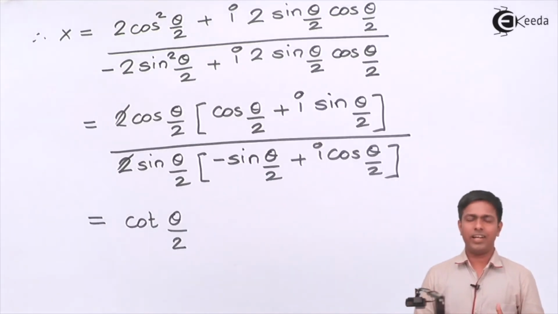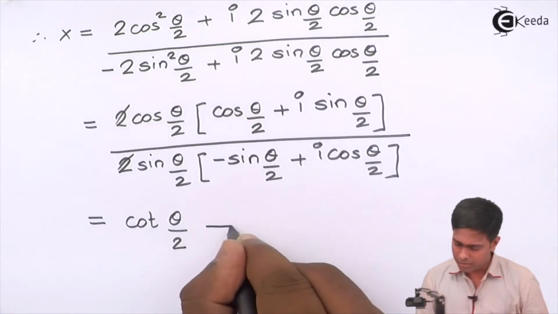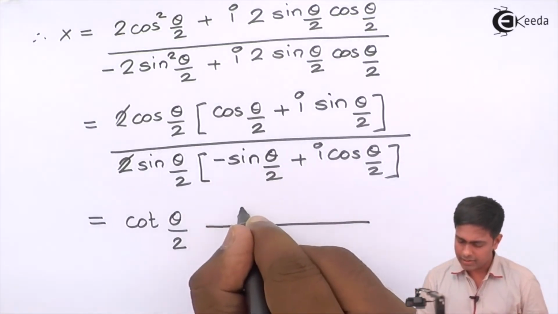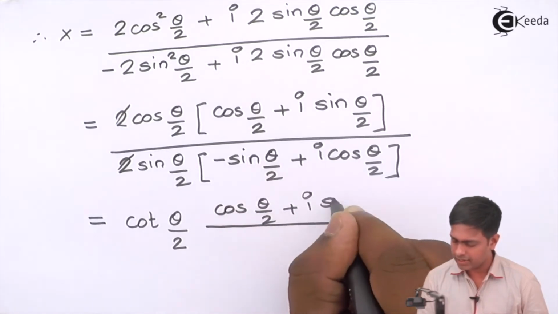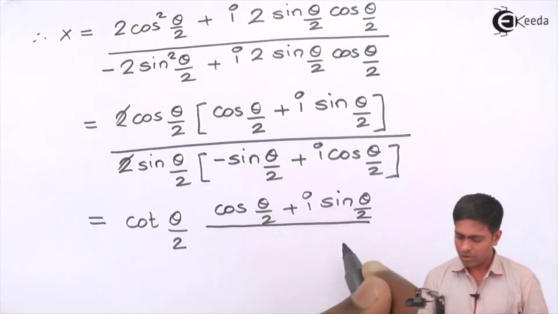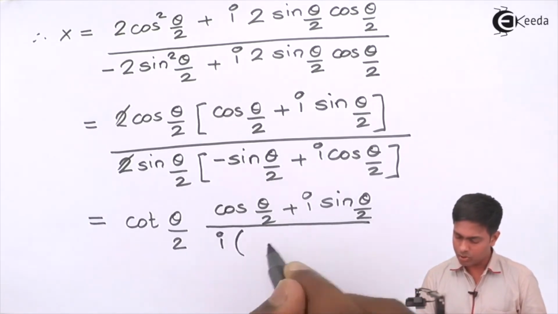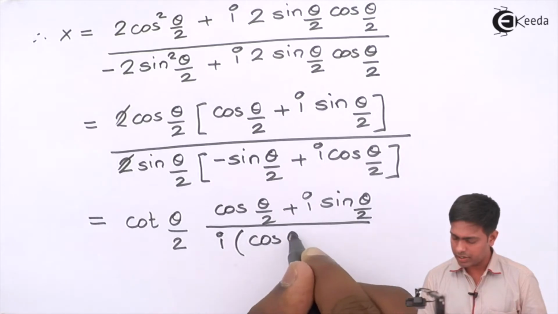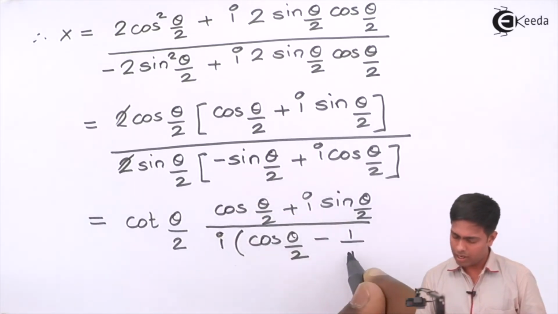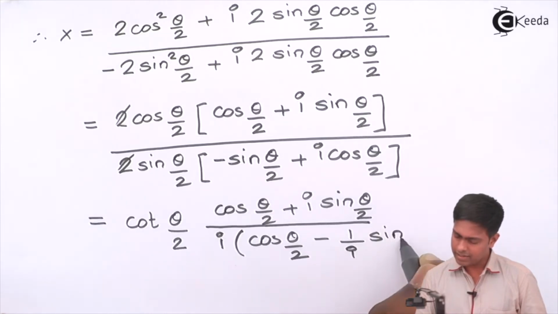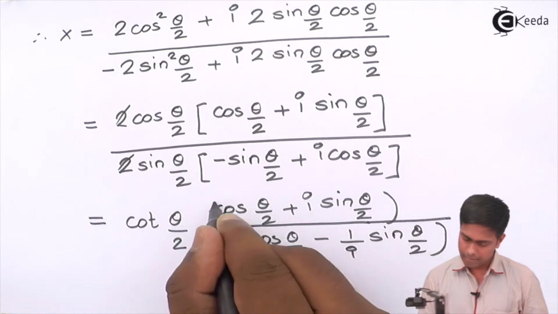This is one way, and the other is we can take this i common to get the answer. So now I will take this i common from the denominator. So this will become numerator as it is. So cos theta upon 2 plus i sin theta upon 2. From denominator I am taking i common. So this will become cos theta by 2, and this will become minus 1 upon i sin theta upon 2. So to get this value.